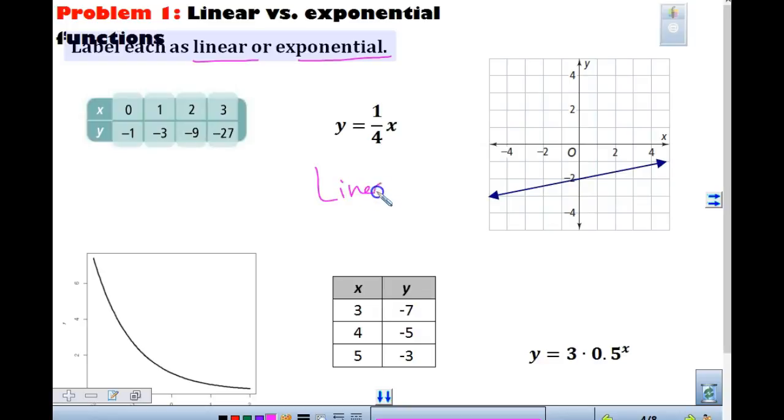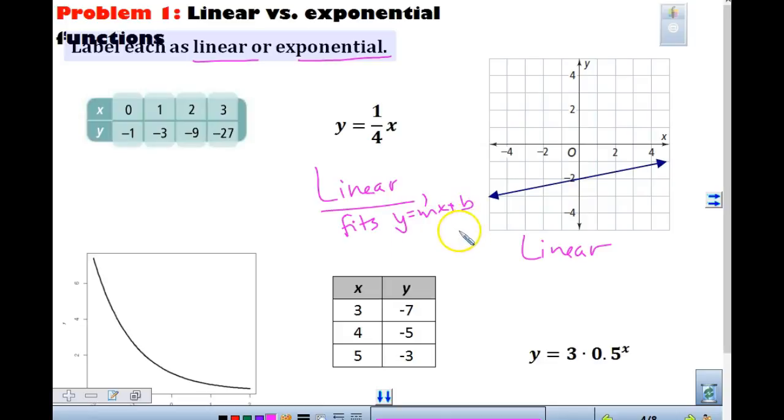Y equals 1/4 x is definitely linear. And the graph to the right. And this graph is definitely linear. Okay? You're going to be asked in your homework to ask why. So it's going to say, tell if it's linear or exponential, tell why. Why, Brian, could you give us the reason for this one being linear? Because it fits into the equation of y equals mx. There you go. Fits y equals mx plus b, right?